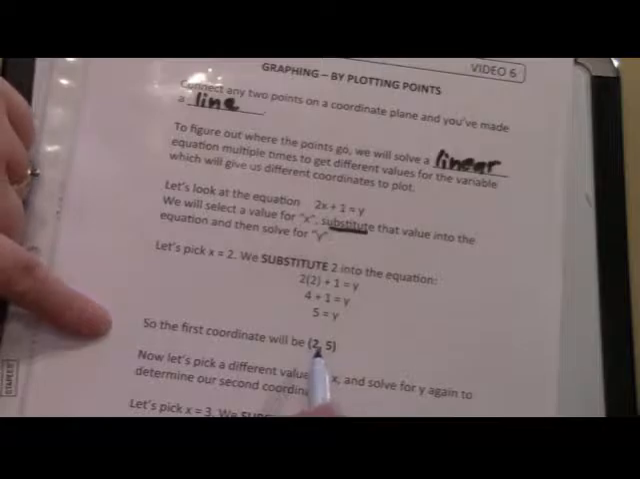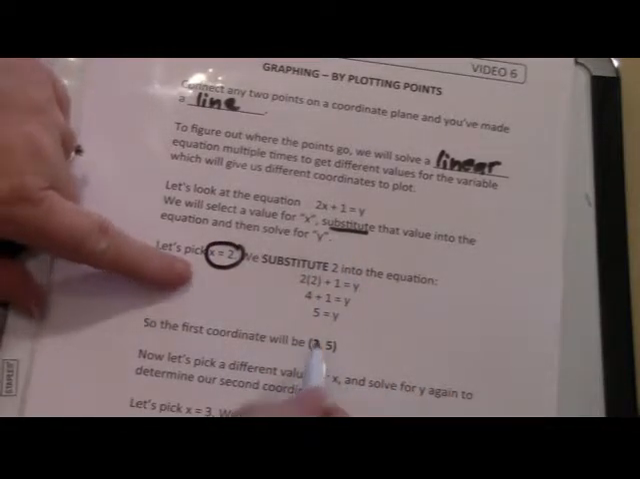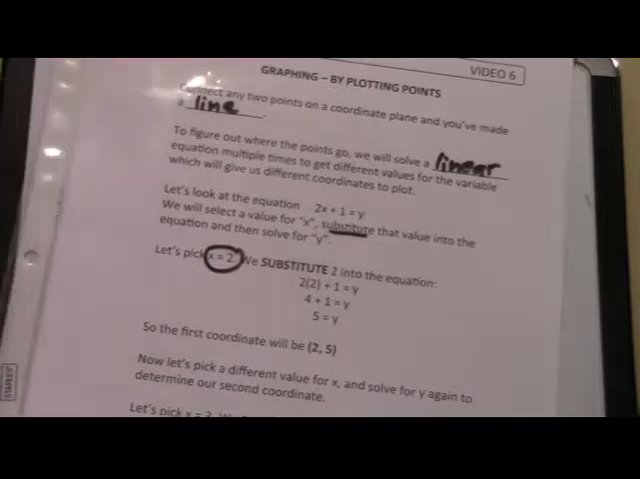So our first coordinate will be 2, 5. Why 2? Because we already chose 2, and we used that information to give us what the value of y is. That gives us 5. But now if I plot that point, I only have one piece of the information I need. How many points do I need to make a line? I need at least 2.